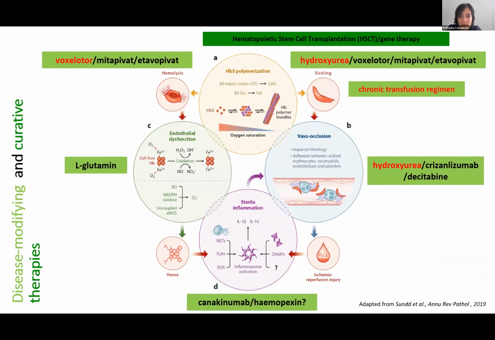You can see in red the ones that are approved and available in Europe. Commercially available are hydroxyurea, of course, chronic transfusion, and recently in some European countries, voxelotor. The other ones are still under investigation in some clinical trials. So what we want to understand is why some patients develop a clinical phenotype and why others don't, which clinical phenotypes we can classify, in order to have a personalized medicine.